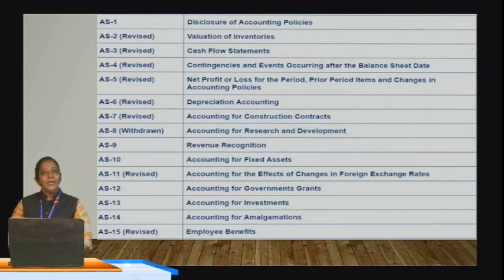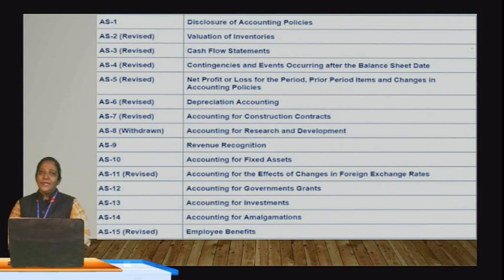AS14 is related to amalgamations, mergers and takeovers. If two companies merge together, how the accounting will be done after the merger takes effect. And AS15 is related to the employees' benefits such as bonus shares, employee stock option plans, right shares, or any other benefits given to the company's employees.